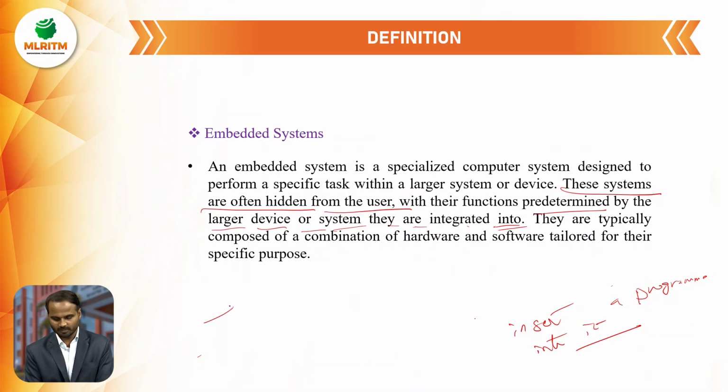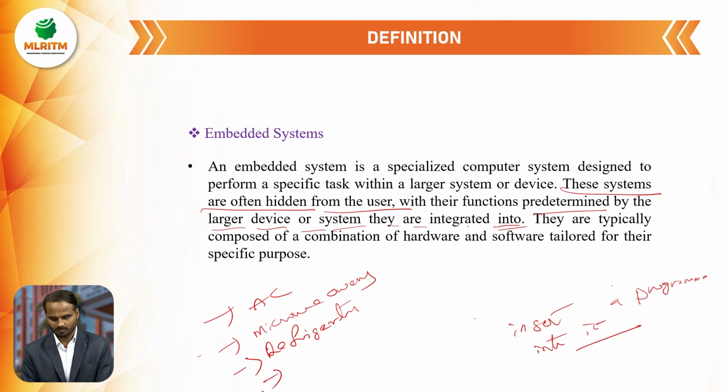Like that only, we have ACs and microwave ovens and refrigerators and automobiles. All these are examples of embedded systems.